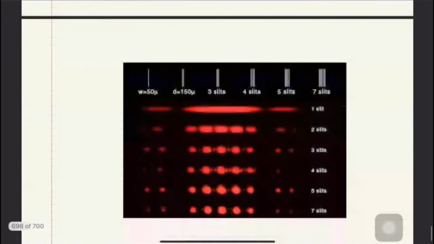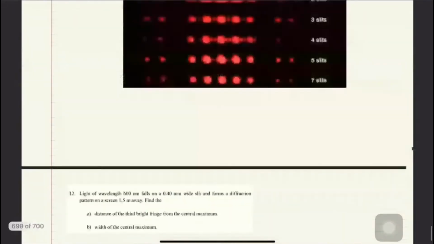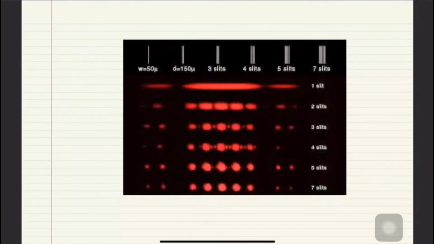Okay, this one is an example of the pattern. This one is a single slit, 2 slits, 3 slits, 4 slits, 5 slits, 7 slits. So the slits are indeed very close together. Okay, look at the distance, this d is 150 micrometer, which is very small. Slit separation. Okay, any question? So far no, sir. Okay, there is no question.